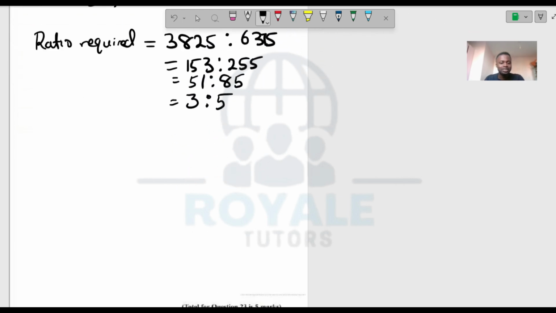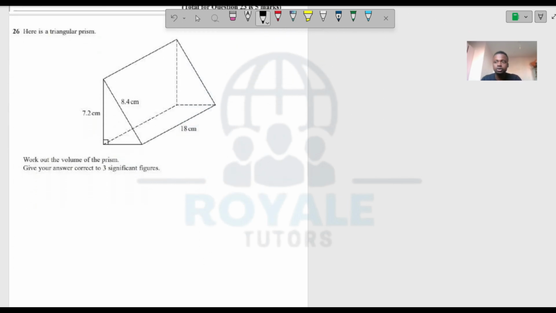All right. So the last question for today, it says work out the volume of the prism. One very good thing about prism is that it has what we call cross-sectional shape. If you look at it, there is a shape that is occurring at both sides. In this particular one, it is a right-angled triangle.